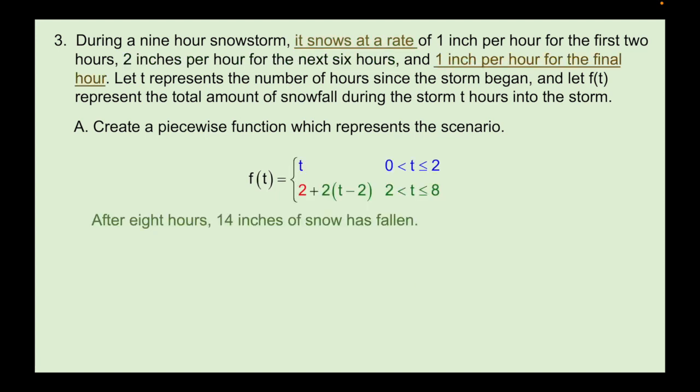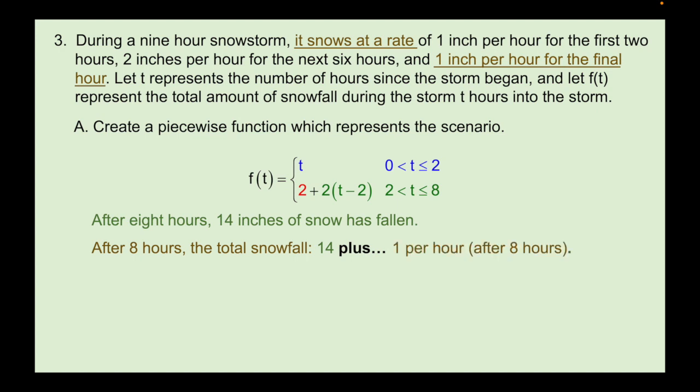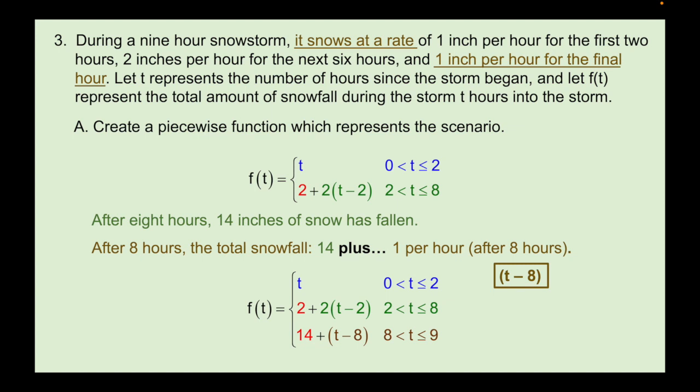So then at this point, when we go to set this up, it's going to be 14 plus, and now we need an expression to represent it's 1 per hour after 8 hours. And again, that after 8 hours is going to show up as T minus 8. So when we plug this one in, that would be our last piece. And again, it's for the final hour. So that's hour 8 to hour 9.